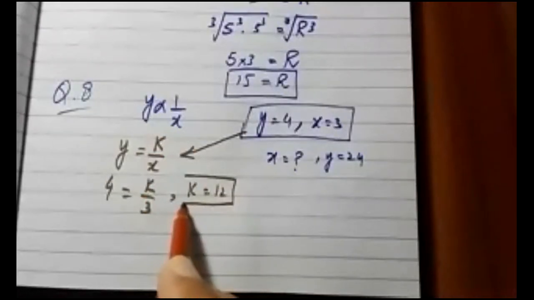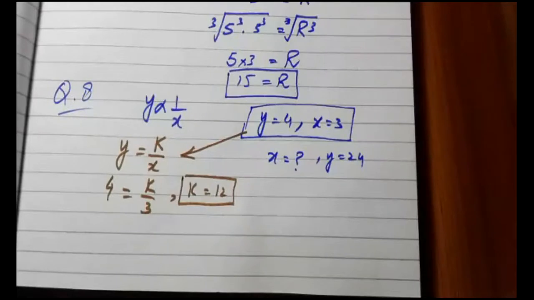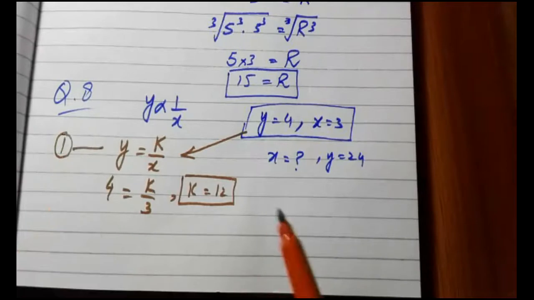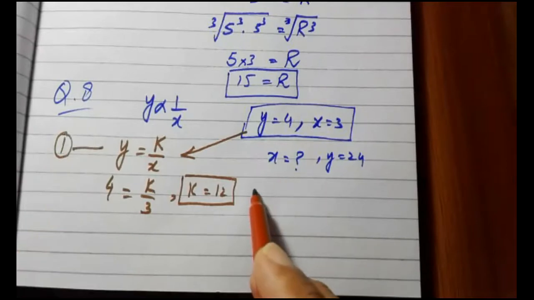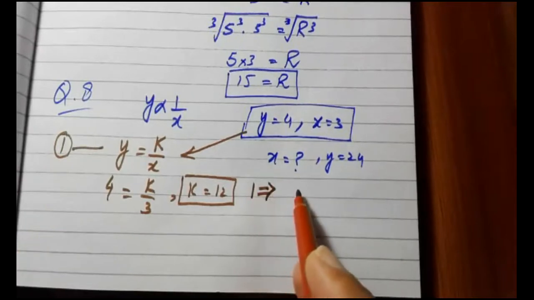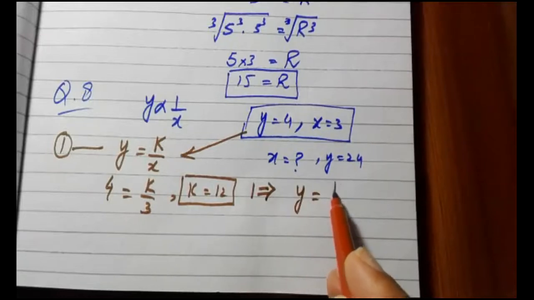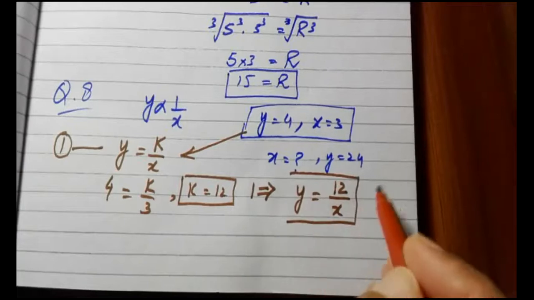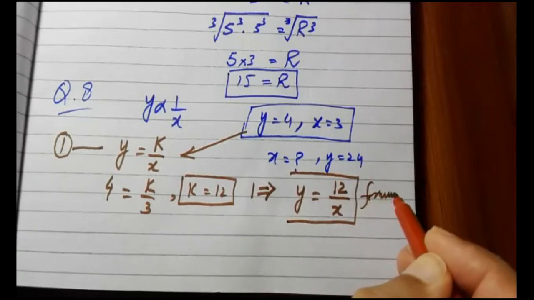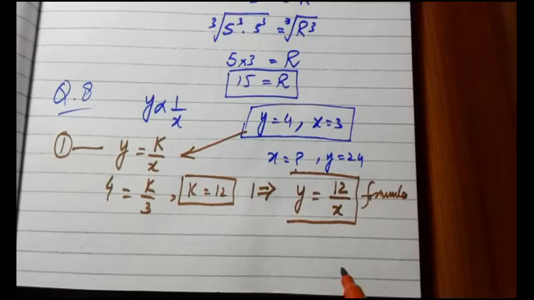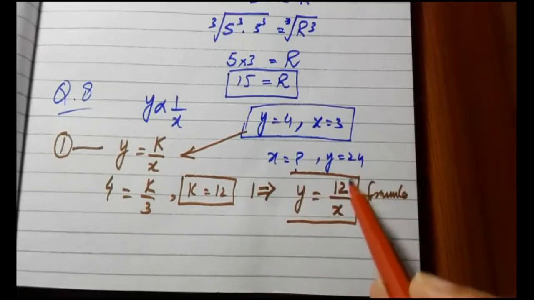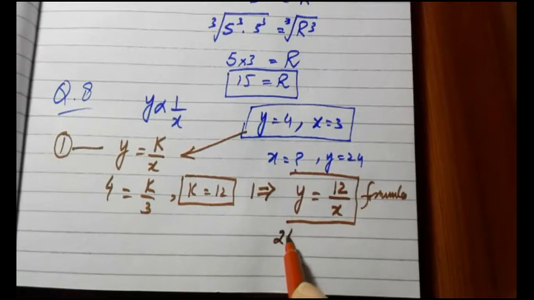Once the value of k is generated, let's suppose this is equation number 1, as we have done before. In equation number 1 you will substitute this value, and it will become y is equal to 12 over x. So this is the connecting formula. Once the formula is generated, as I told you, you can find anything that has been asked. What has been asked in this question is to find the value of x when y is equal to 24. So you will simply substitute 24 in place of y in 12 over x.